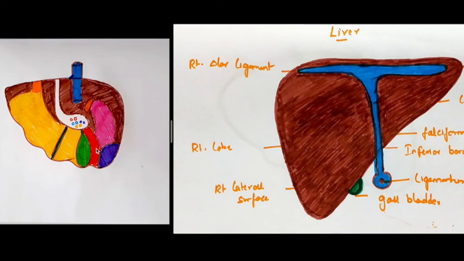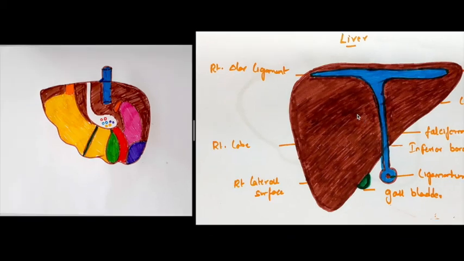And if we see the visceral relations, the anterior surface, which is triangular in shape, at the middle we will see the convex part, which is directly related to the xiphisternum and anterior abdominal wall, whereas on either side of the xiphisternum, it is related to the diaphragm. This diaphragm separates the anterior surface from the pleura and lung.